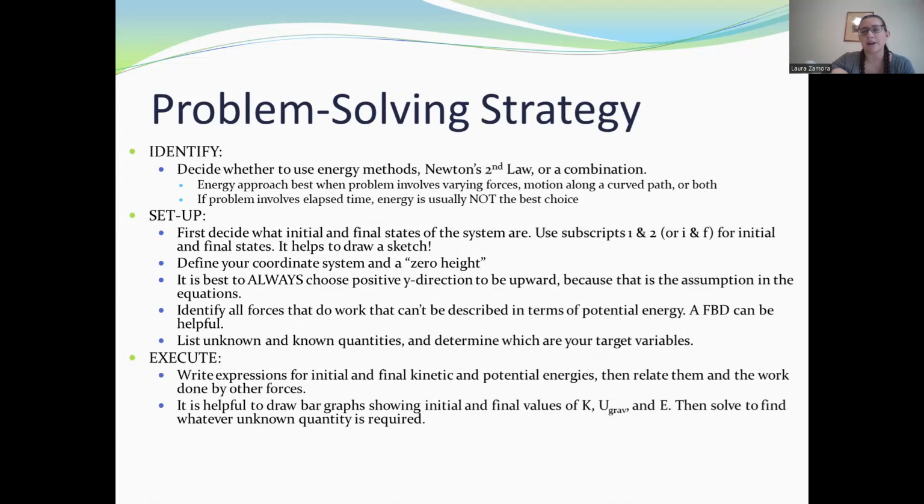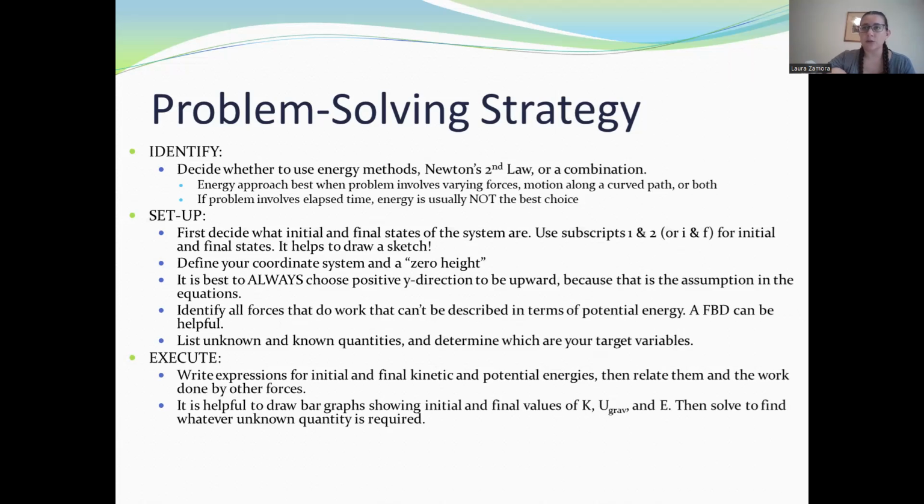Once we have all of that set up, now we can execute the problem. So we find the equations that we're going to use and start plugging in our numbers. In terms of energy, we're going to write expressions for initial and final kinetic and potential energy, so initial total mechanical energy and final total mechanical energy. And then using the work-energy theorem, we can relate those two together. And if there's W other, then we can take that into account as well.